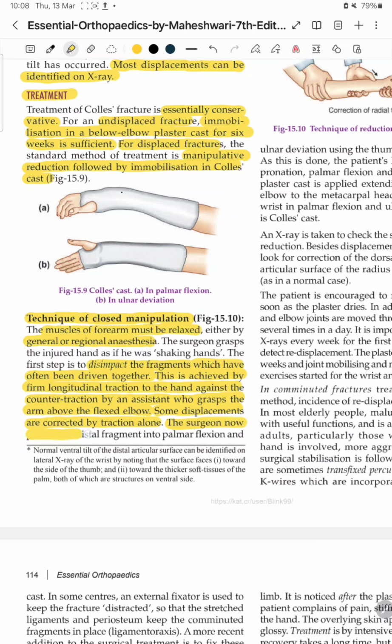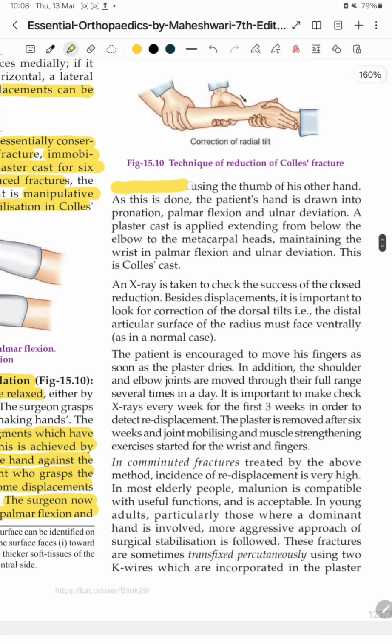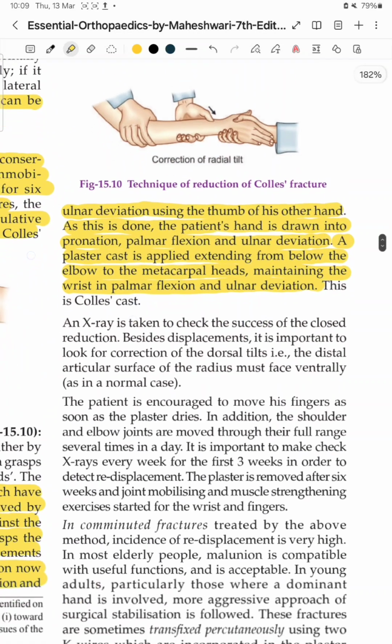The surgeon now presses the distal fragment into palmar flexion and ulnar deviation using the thumb of his other hand. As this is done, the patient's hand is drawn into pronation, palmar flexion and ulnar deviation. A plaster cast is applied extending from below the elbow to the metacarpal heads, maintaining the wrist in palmar flexion and ulnar deviation. As you can see, the process of manipulative reduction is in the given image.